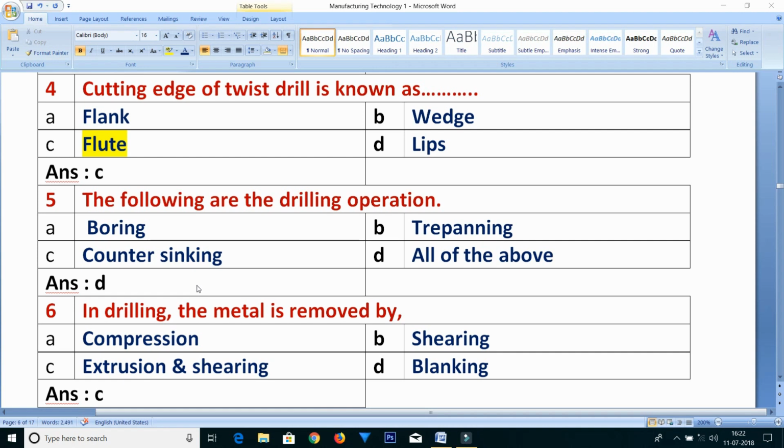Next we will move on to the fifth question. The following are the drilling operations. Option A, boring. Option B, trepanning. Option C, countersinking. And option D, all of the above. And the right option is option D, all of the above.